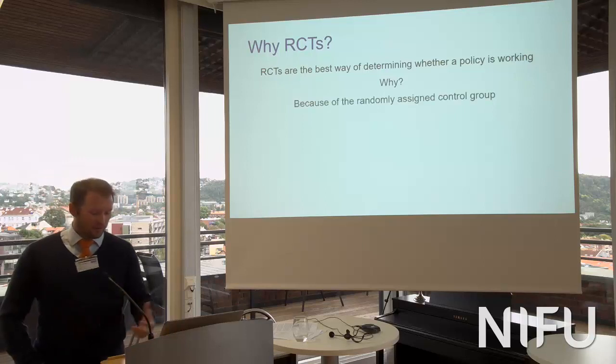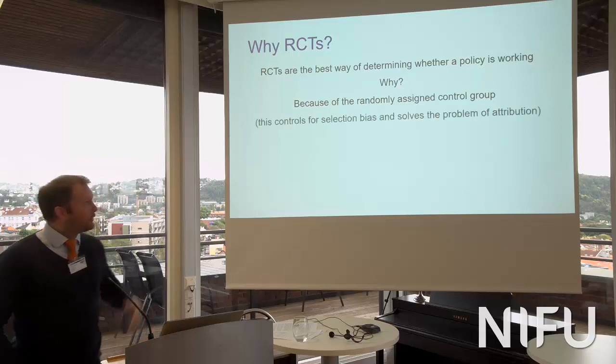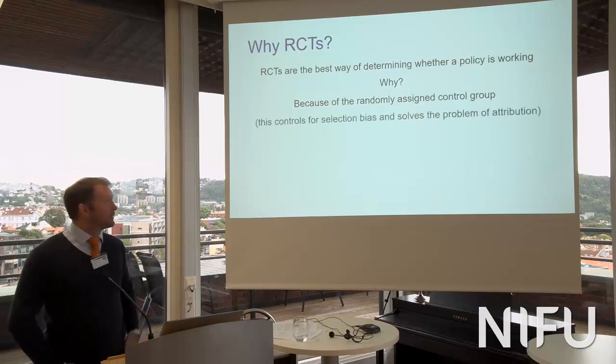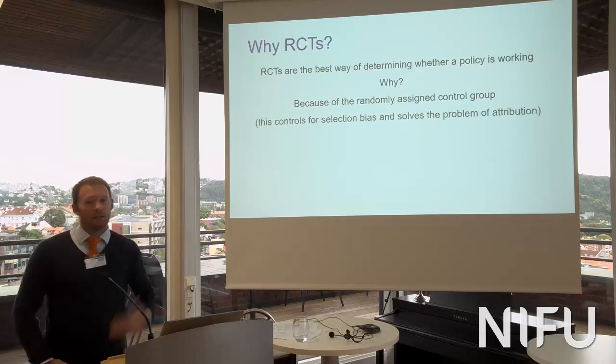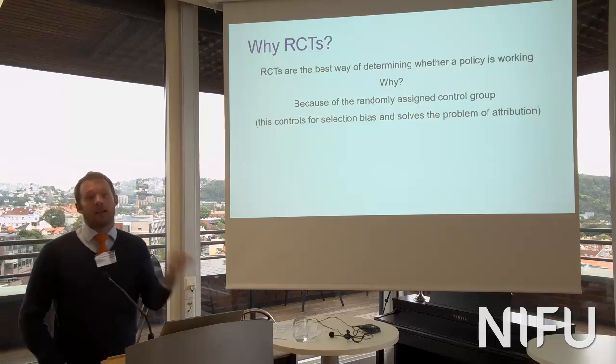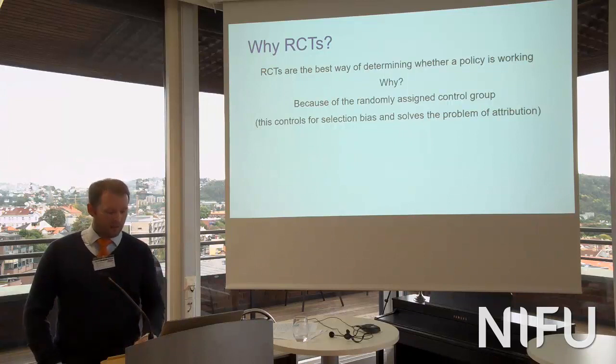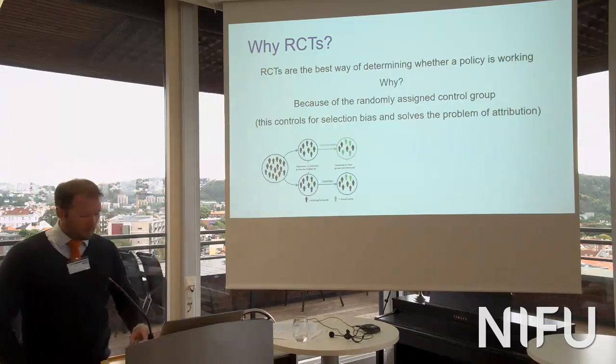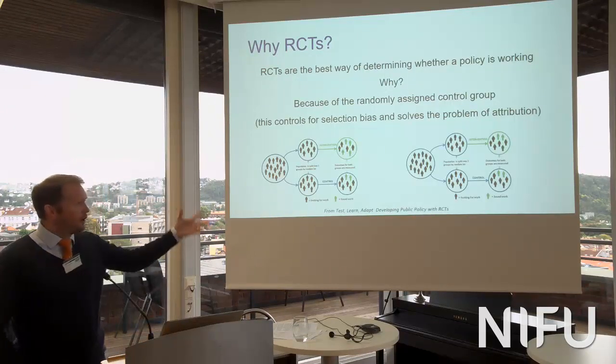Astrid gave a very good example and talked you through it. The two things it does very well is control for what we call selection bias and solve this problem of attribution. How do we know it was this thing and not something else that made the change occur? And again, I won't talk through these, it's just an illustration of what this looks like.